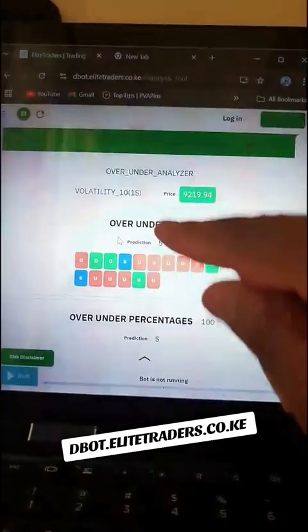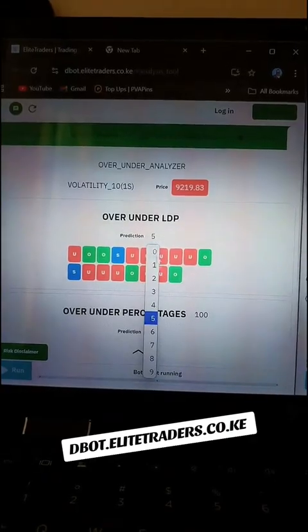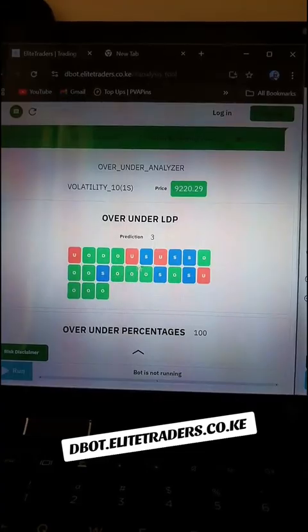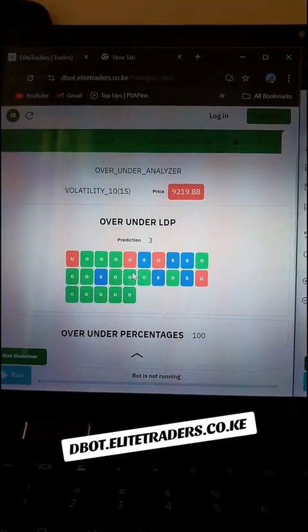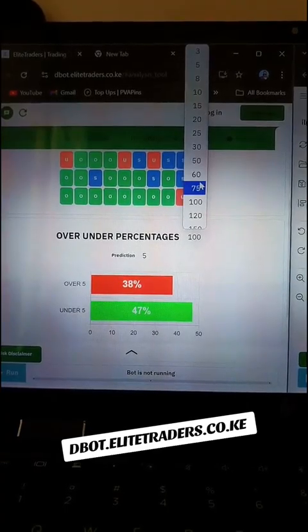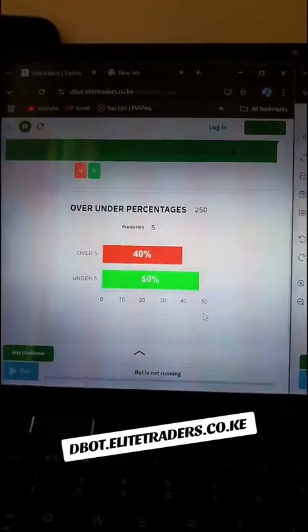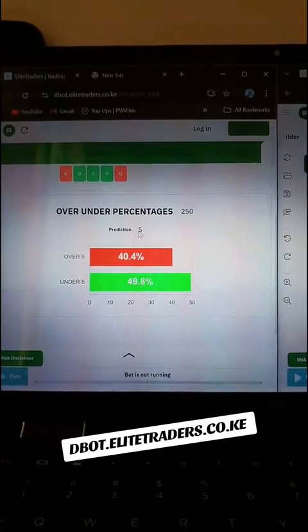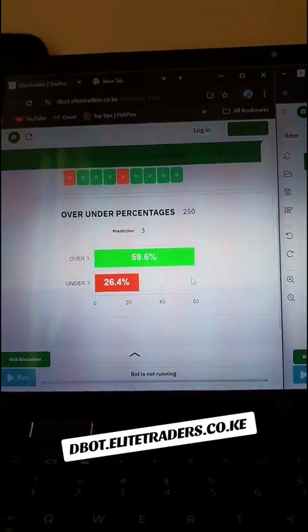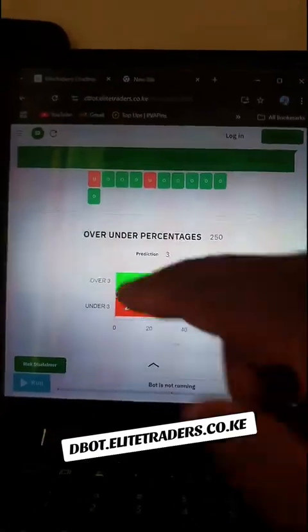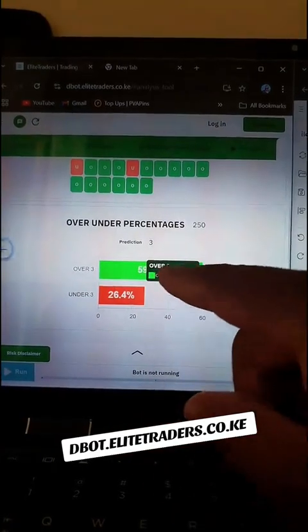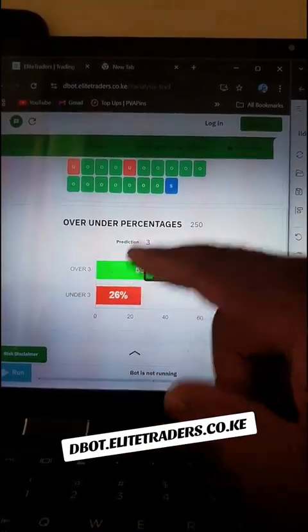How do you go about it? On this part, we'll have over 3, so that with the analyzer we can see the occurrence of digits above 3 for this specific market. Then here we can change this to around 250 ticks. So here we can adjust to over 3, so that we can get a comparison of how the over 3 market is behaving. The over 3 market on this part should be around 65% and above.